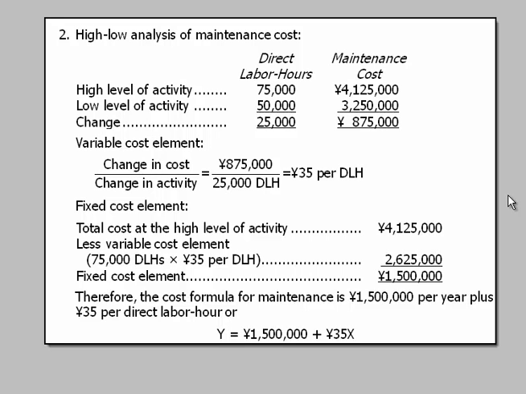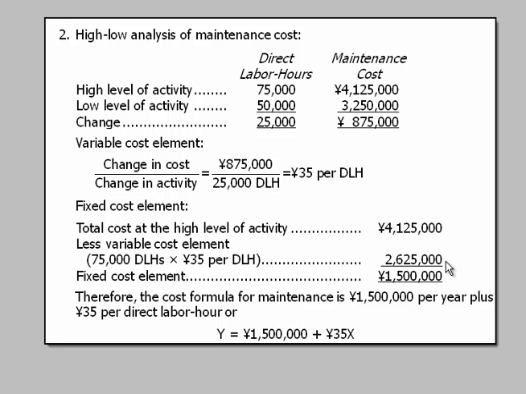And what we come up with is a change of 875,000 yen, divided by a change of 25,000 direct labor hours, and the variable cost comes out to be 35 yen per direct labor hour. So then if we plug it in, 4.125 million yen at the high level, and then take 75,000 direct labor hours, which is the high level of activity, times the variable cost we just computed, we come up with 2.625 million yen.